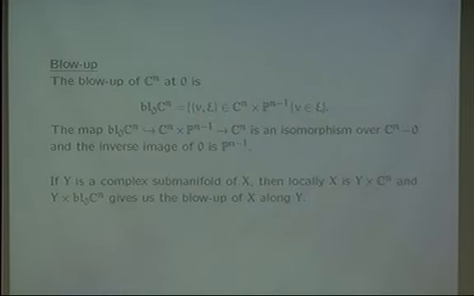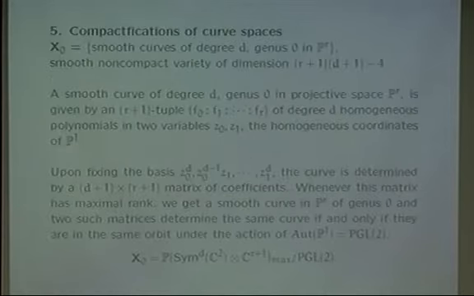Okay, so that's the blow-up. You can think about the same thing along a smooth submanifold, because locally a neighborhood of a smooth submanifold looks like Y times Cn, and then you can blow up the Cn part, and that's the blow-up. Okay, so I just explained the word blow-up as before.